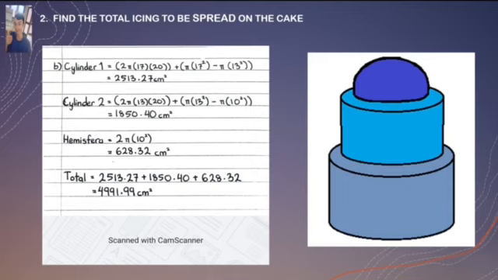2513.27 plus 1850.40 plus 628.32 equal to 4991.99 centimeter squared. That is the surface area of the cake.